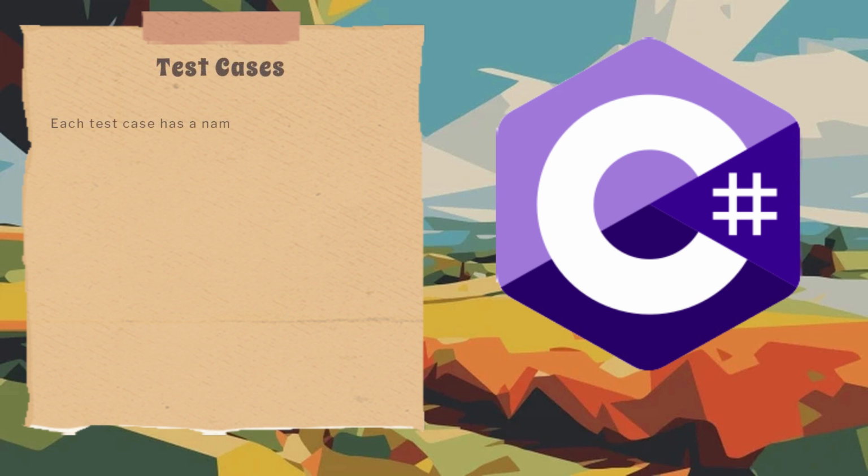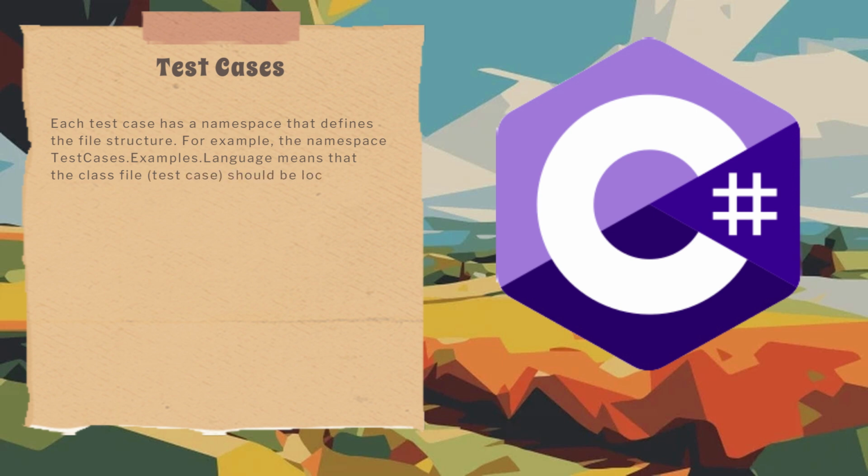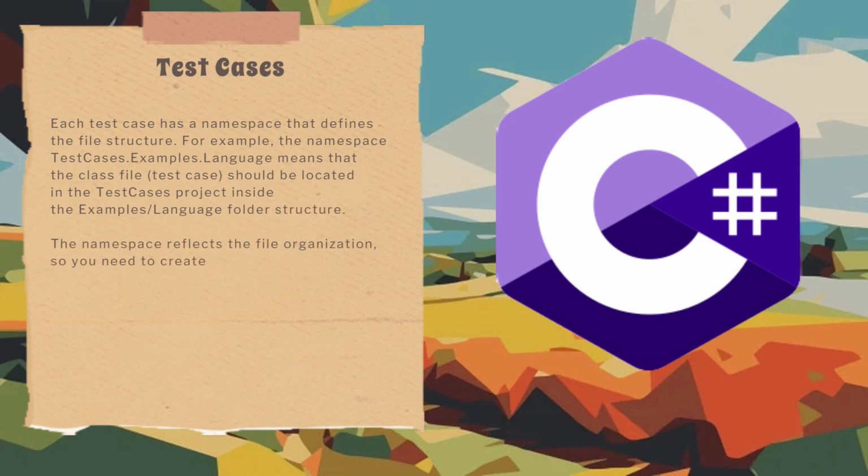Each test case has a namespace that defines the file structure. For example, the namespace TestCases.Examples.Language means that the class file, the test case, should be located in the Test Cases project inside the Examples/Language folder structure. The namespace reflects the file organization, so you need to create the corresponding folders to keep the project structured and organized. The class name represents the name of the class file.